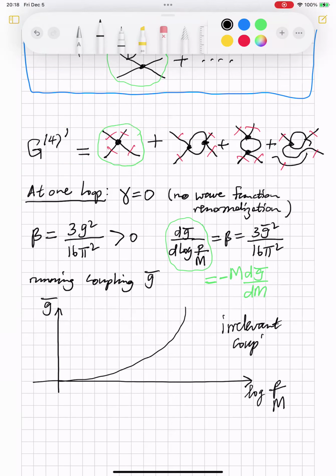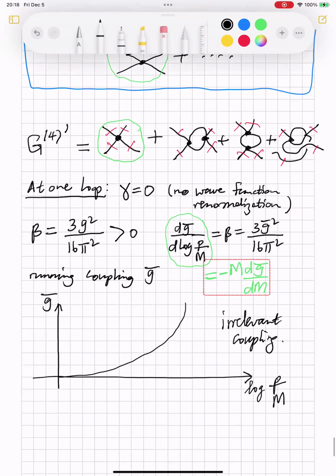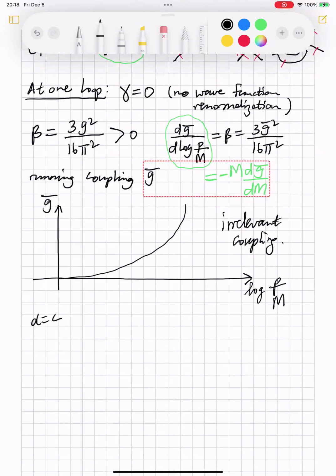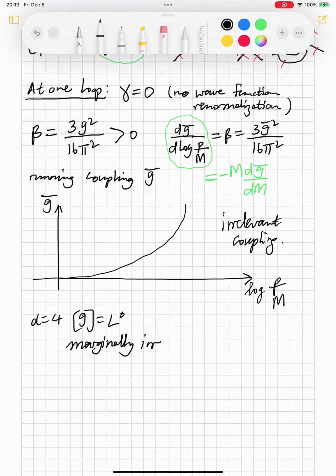Now, in our case here, you'll probably remember that because in D equals 4, g was dimensionless, that means that this running is coming completely from interactions. If you had just done dimensional analysis, you would have said that this coupling was marginal. So the way that we describe this coupling is we say it is marginally irrelevant. Okay? And this flow is being driven completely by quantum effects, by interactions.